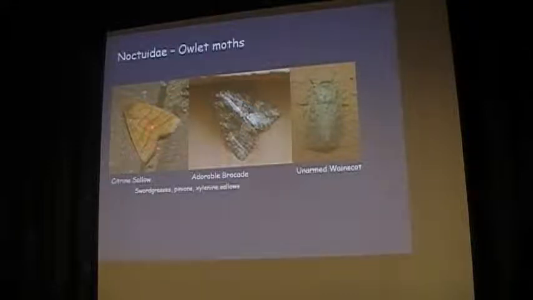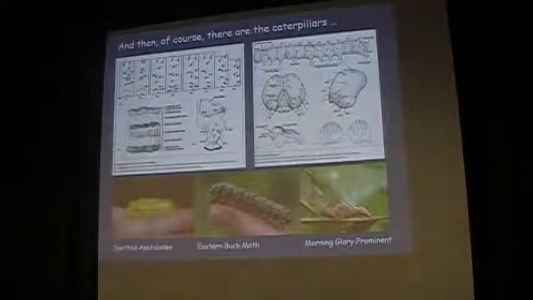And a few more. Sallows you see late in the summer. Brocades are pretty much all year. Brocades are some of the most beautiful moths. They can be very intricate, often with some brighter colors and really contrasting patterns. And then, of course, are the caterpillars, if you really want to get into it.